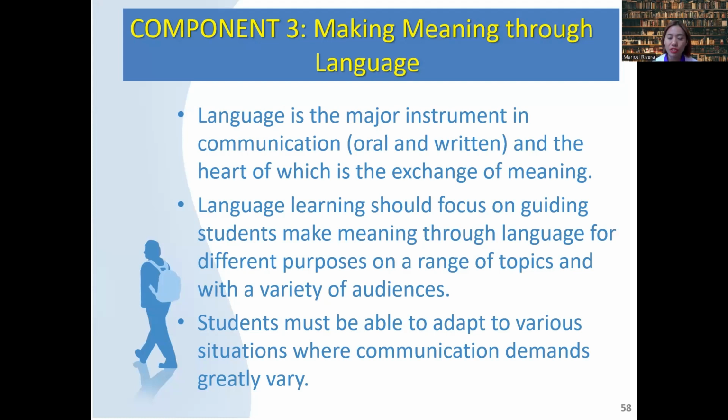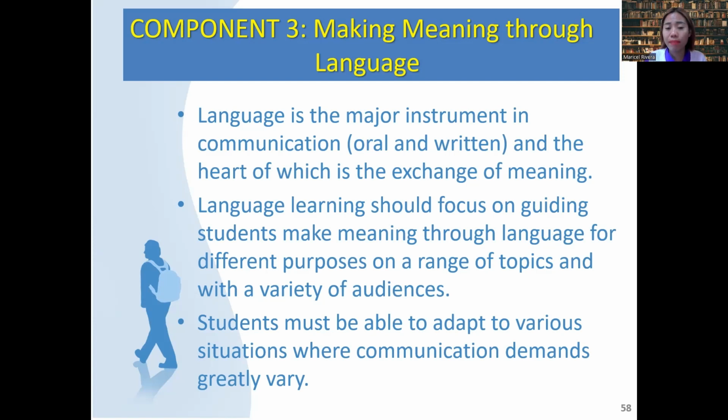Language class, it's the major instrument for us to communicate, may it be oral or written, and the heart of which is the exchange of meaning. Language learning focuses on guiding students to make meaning through language for different purposes. Why are we using language? Of course, we do have a range of topics to talk about, and the purpose as well, and different audiences. Students must be able to adapt to various situations where communication demands greatly vary.